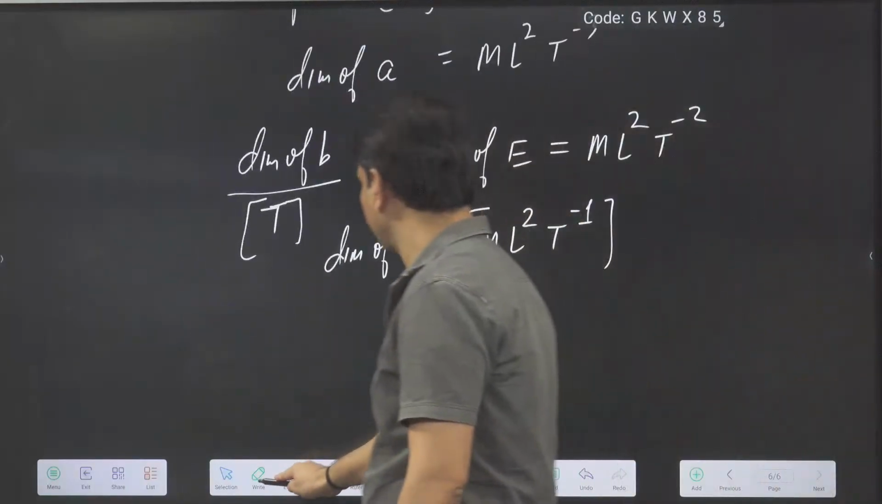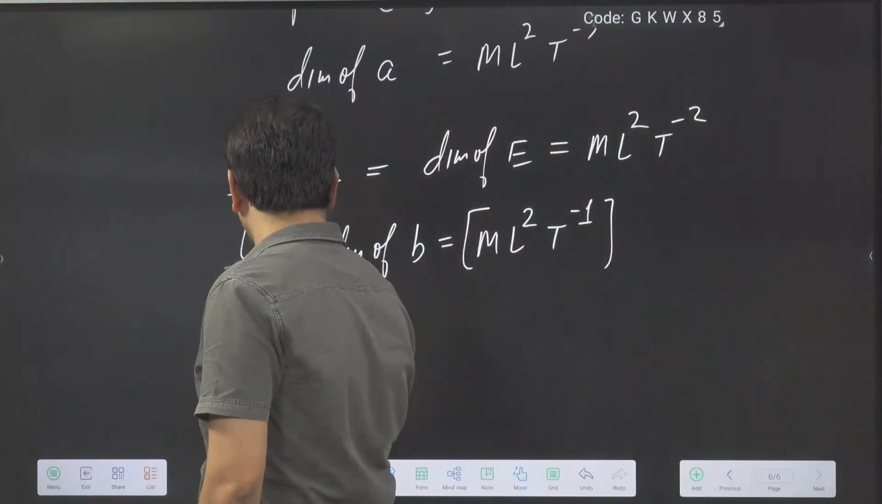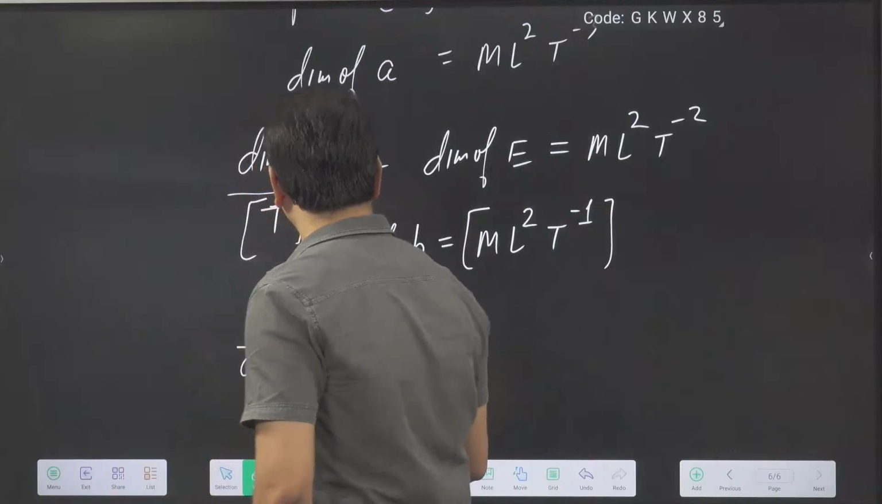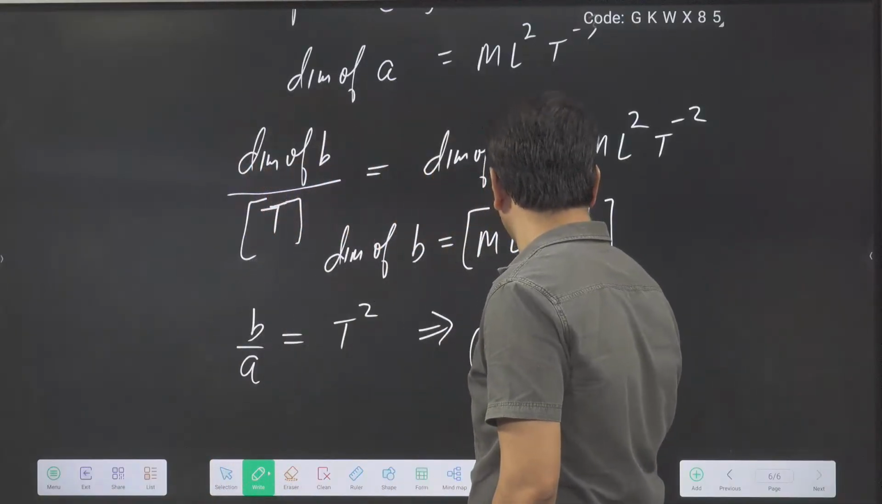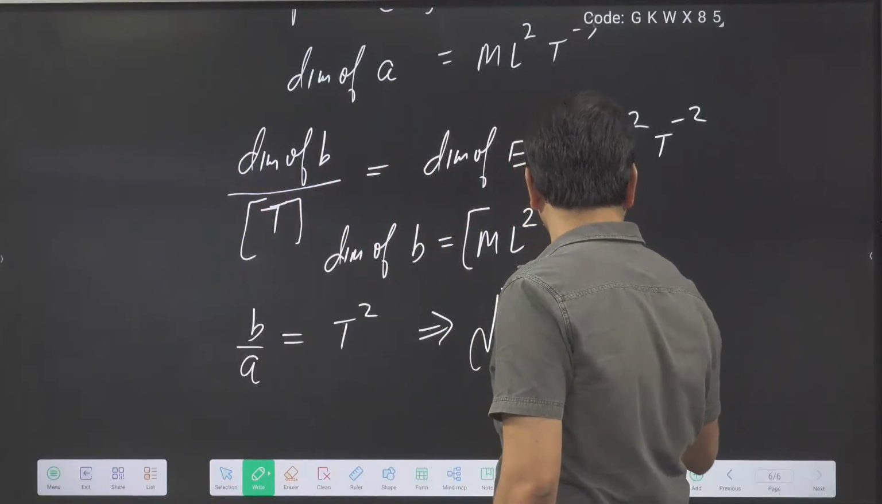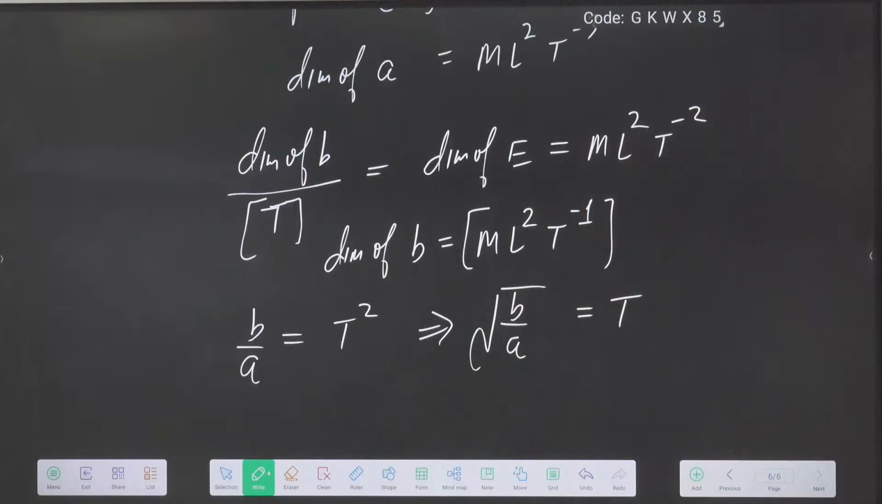Everybody got it? So B by A, what will you get? T square. Now, root B by A, what will I get? Root B by A is equal to T. Completed?